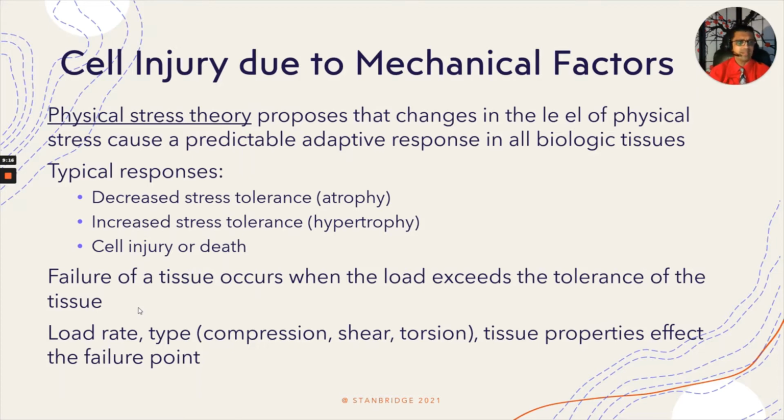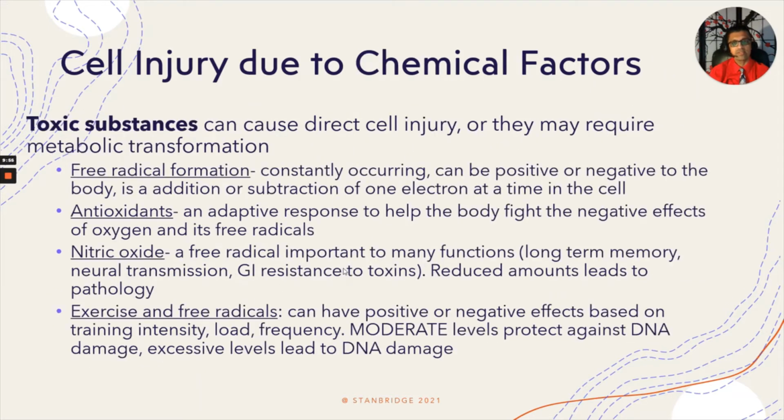And that could be, let's take Kevin Durant for instance and his Achilles tendon rupture, right? Failure of a tissue occurs when the load exceeds the tolerance of the tissue. So obviously he put a load on it which caused that Achilles tendon to rupture. So load rate, the type, the compression, the shear, the torsion, the tissue properties affect the failure point. Okay, so can you name some more NBA players that have torn their Achilles, right? Kobe Bryant, Shaq, Charles Barkley, and just recently Klay Thompson, right? So Achilles tendon is very susceptible to injury and mechanical factors.